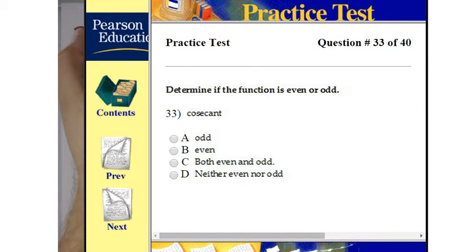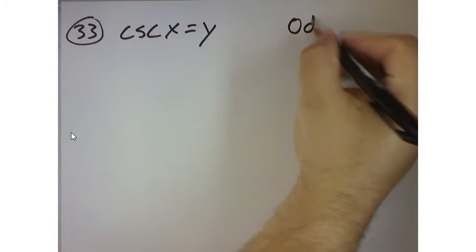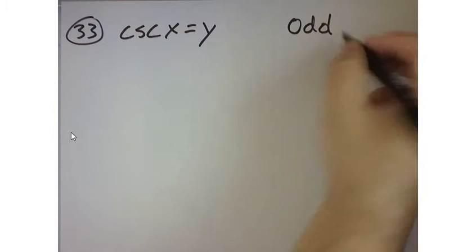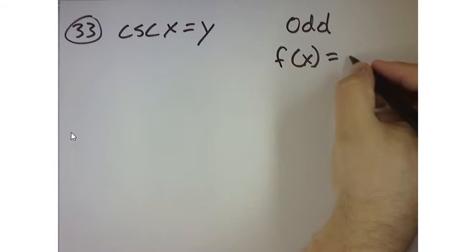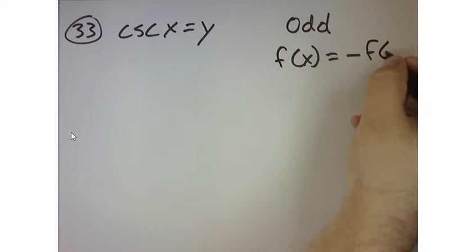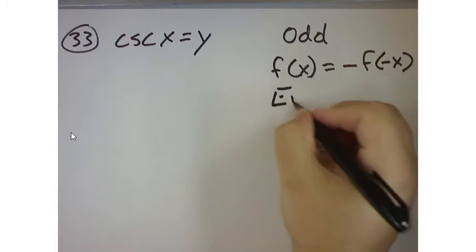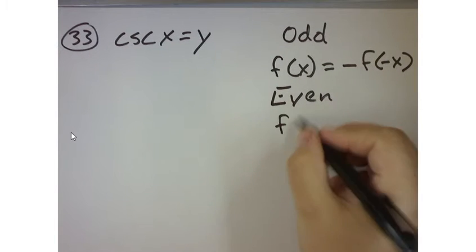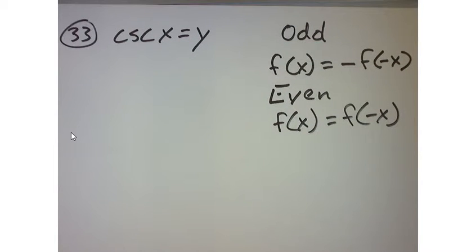So for problem number 33, it says, is cosecant odd, even, or both? All right. So here's the thing. If it's an odd function, f of x will equal the negative of f of negative x. Okay? If it's an even function, then f of x will have the exact same y value for negative x. Okay? They'll be the exact same.